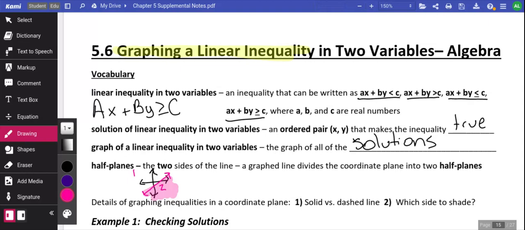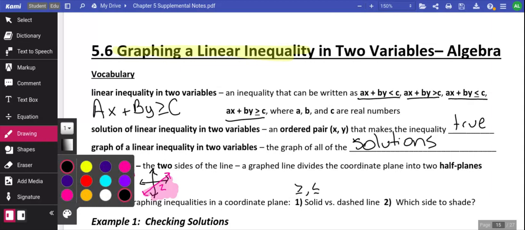Now we have to think about, is it going to be a solid line or a dashed line? Okay, so a solid line would mean that the symbol is greater than or equal to, or less than or equal to. Kind of like the closed circle and open circle. This is like a closed circle. It's a straight solid line. Okay, so a solid line, just like a normal line that you would draw.